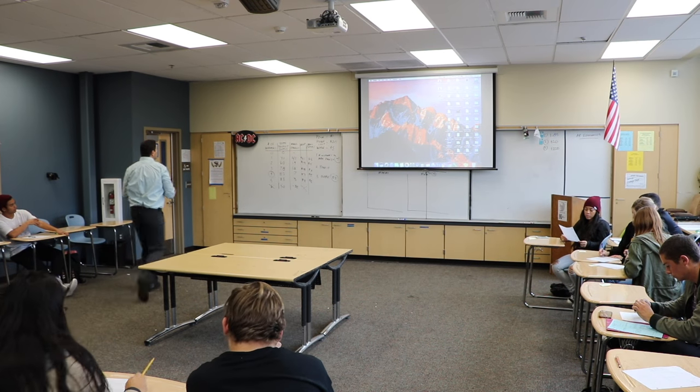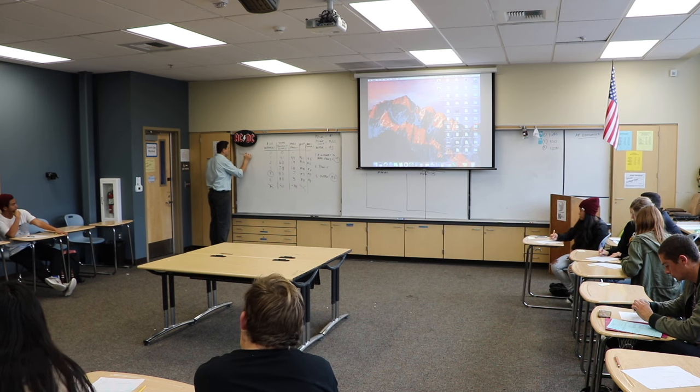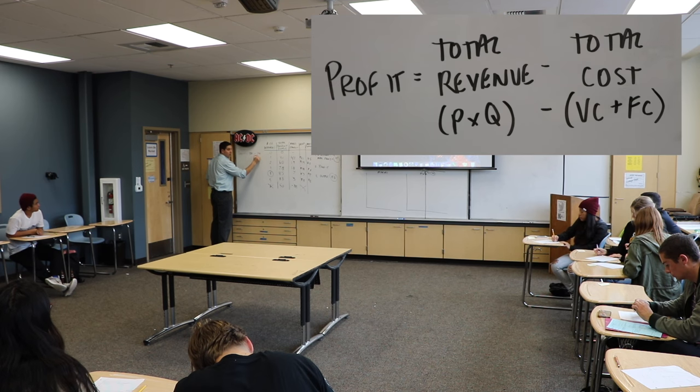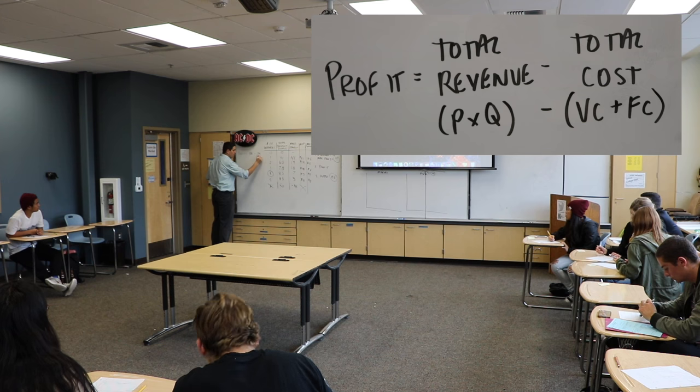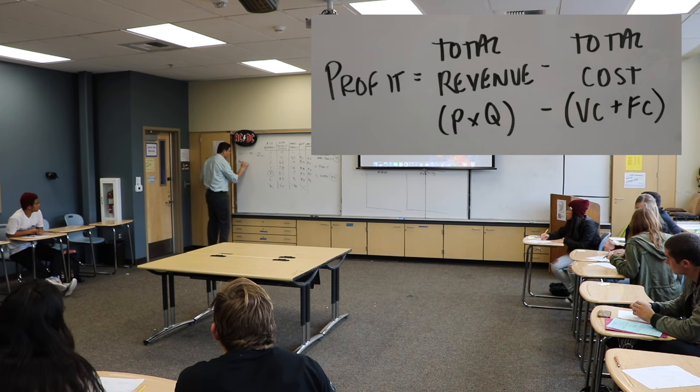So here we go. Let's do the calculation for profit. Profit equals what? Total revenue minus total cost. What kind of costs are there? Fixed costs plus your variable costs. All right, here we go. So your profit is going to be your total revenue.